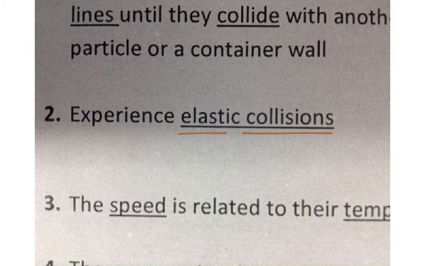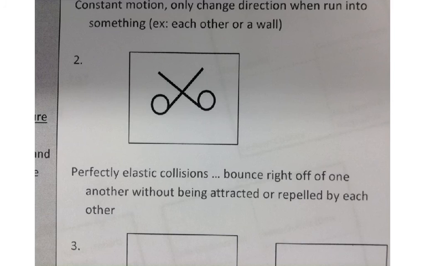So what that means is when a particle bounces off one another, it has the exact same amount of energy before as after that collision. And so for showing it as a particle picture, you're going to draw particles bouncing off of one another, and they're just going to be changing directions due to running into something.